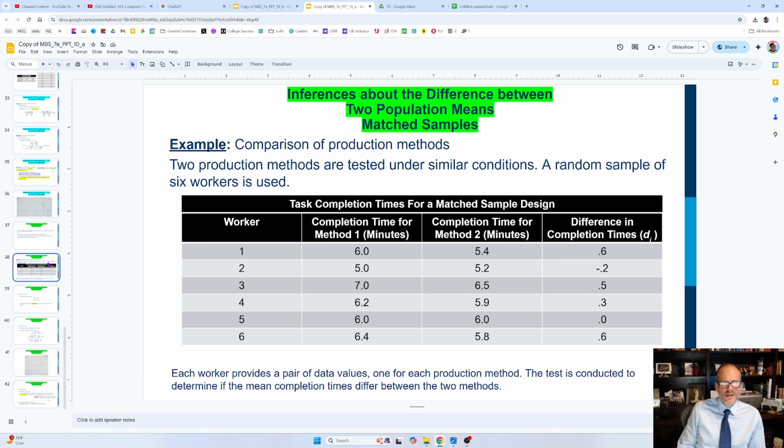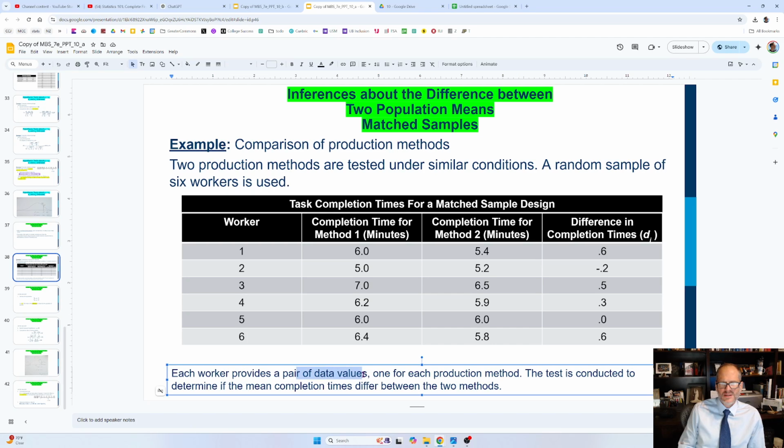What's our question? Our question is right here. 2 production methods are tested under similar conditions. A random sample of 6 workers is used. Each worker provides a pair of data values, paired sampling, matched sampling, one for each production method. The test is conducted to determine if the mean completion times differ between the 2 methods.